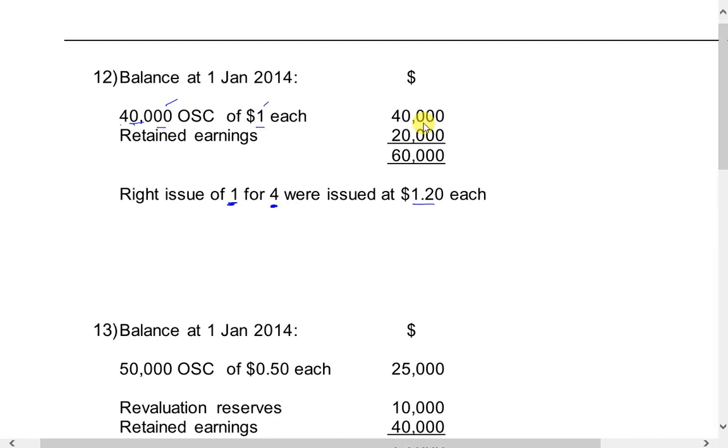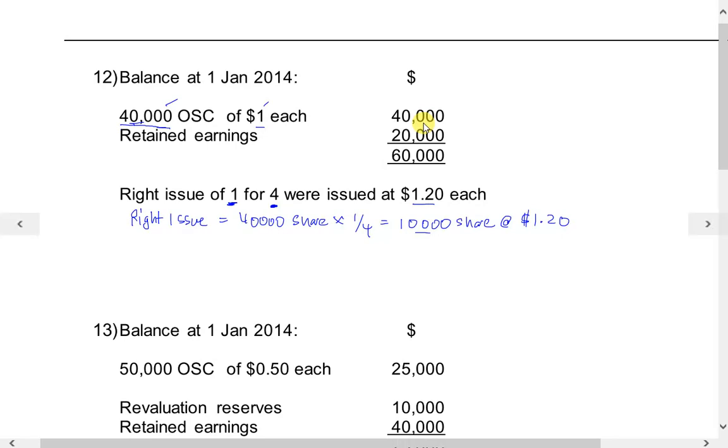So there are 40,000 shares currently on issue. So the rights issue will be 40,000 shares, 1 for 4, so you multiply by 1 divided by 4. So 10,000 shares will be issued at $1.20. Double entry. So you're going to issue 10,000 shares at 1.20.